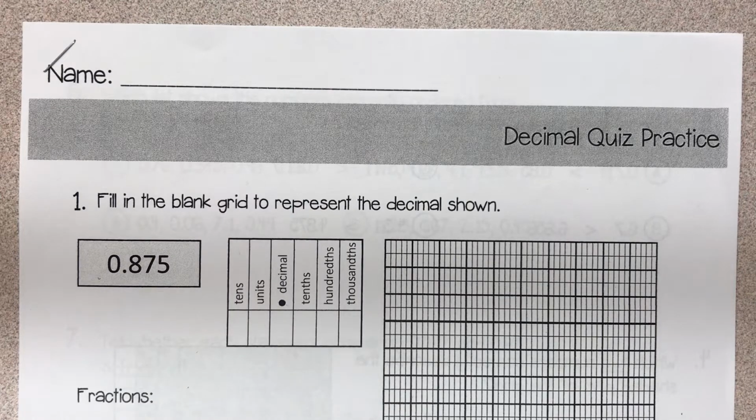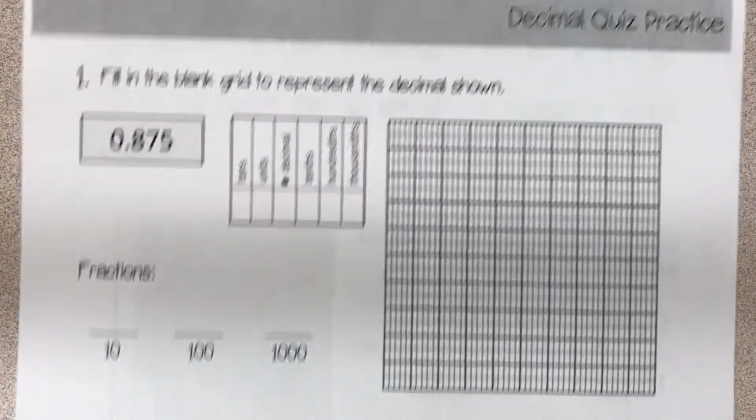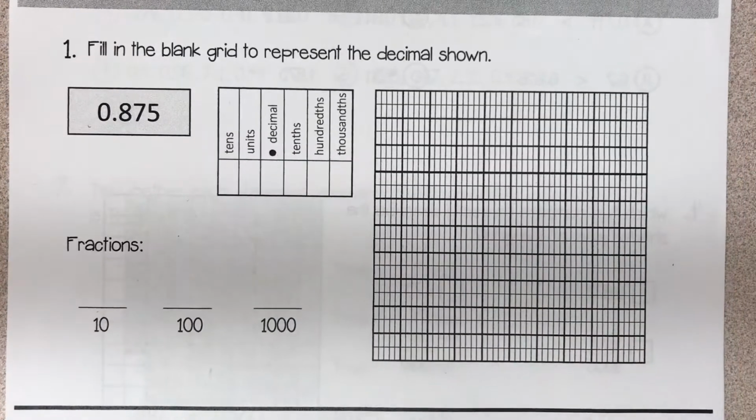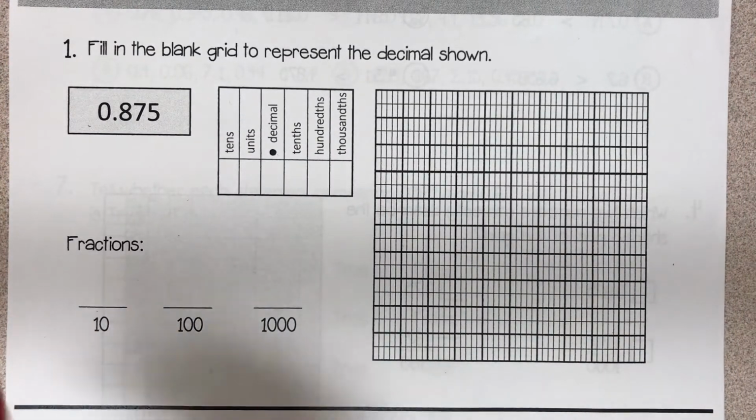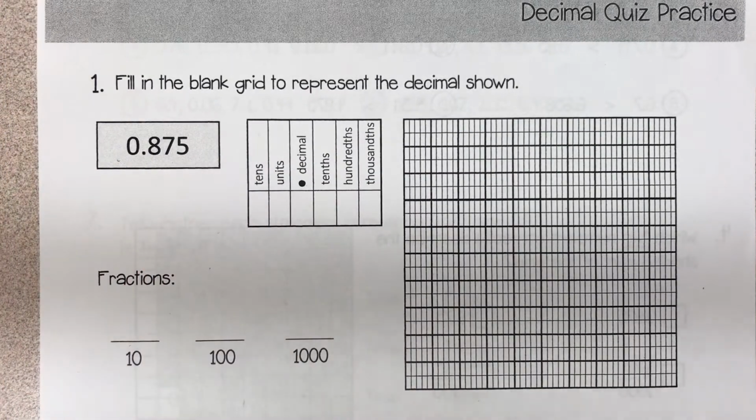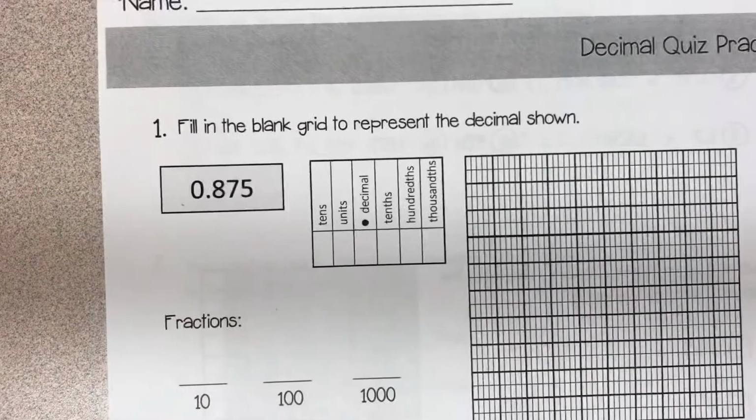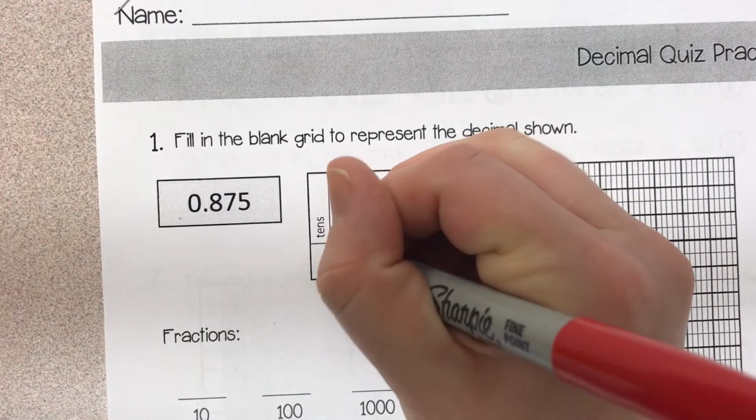All right, guys, let's go over the decimal quiz practice packet. For number 1, it says to fill in the blank grid to represent the decimal shown. Here we're working with 875 thousandths. So I'm going to fill this in right here.